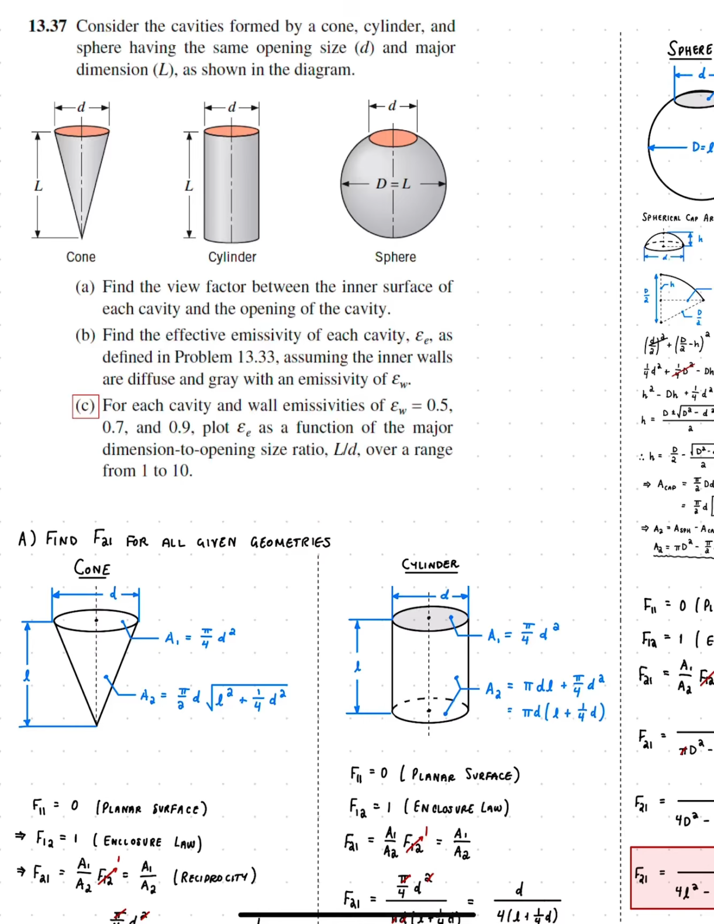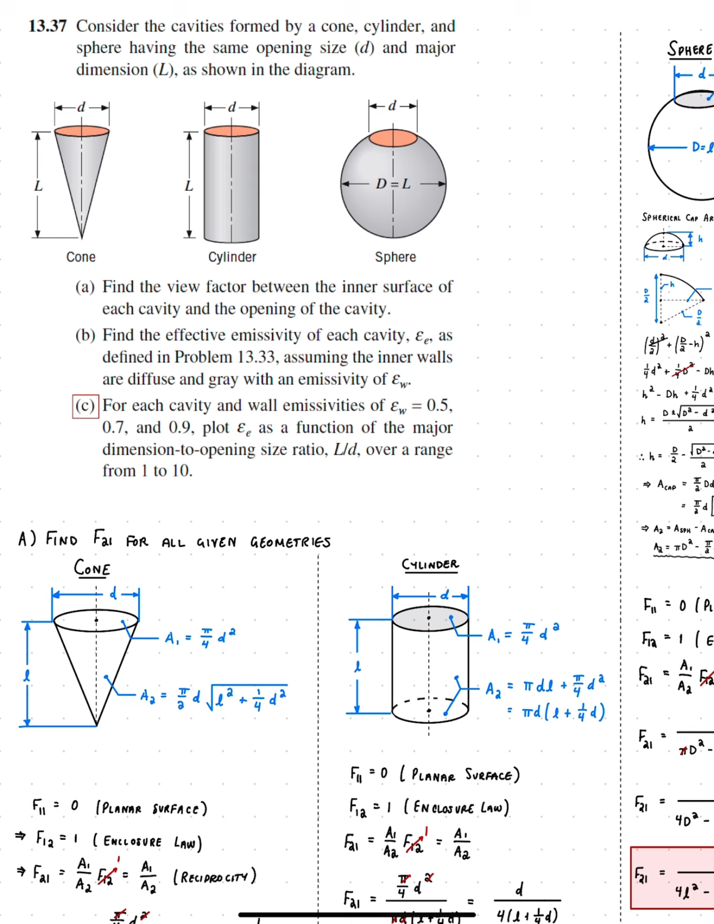My name is Evan Olson, and I'll be solving problem 37 from Chapter 13 of the Fundamentals of Heat and Mass Transfer, 8th edition. The problem statement says to consider the cavities formed by a cone, cylinder, and sphere which have the same opening size d and major dimension L as shown in the diagram.